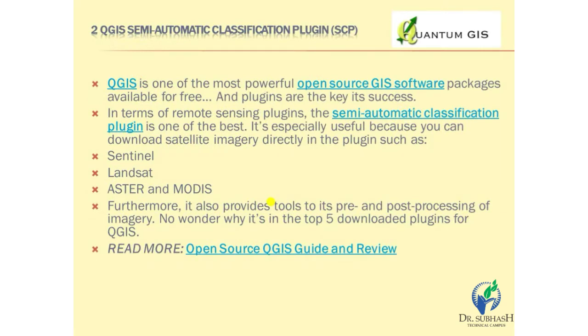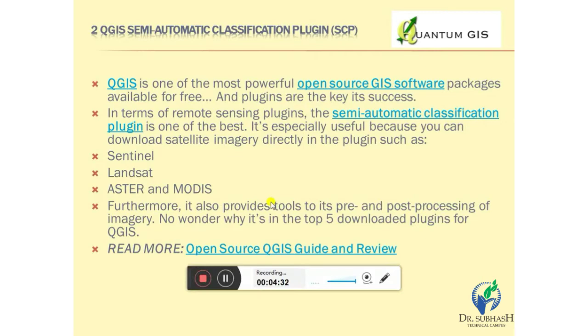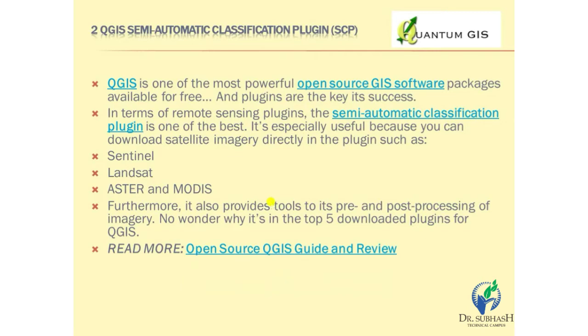Next is the QGIS Semi-Automatic Classification Plugin. QGIS is one of the most powerful open source GIS software packages, and it is available free of cost. There are no charges, and plugins are key to its success. Those plugins are also freeware, so they are not chargeable. In terms of remote sensing plugins, the Semi-Automatic Classification Plugin is one of the best, and it is especially useful because you can download satellite imagery directly in the plugin, such as Sentinel.